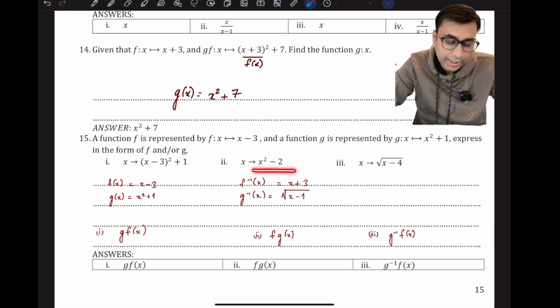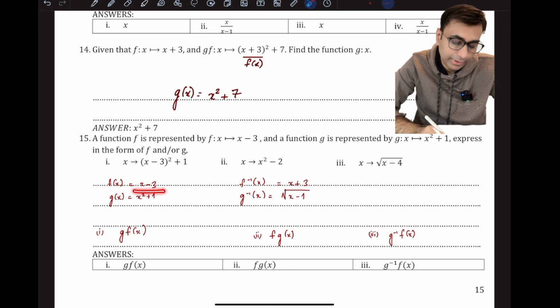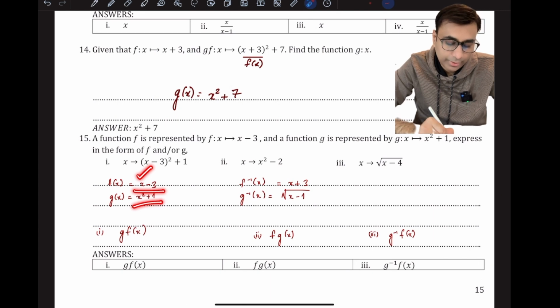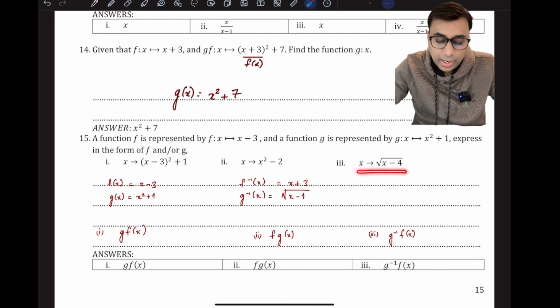Similarly, if you have to find out x square minus 2, so you know that if you have x minus 3 and in place of x, if you replace x square plus 1, it will become x square minus 2. So that means in this case, in function f, you have to substitute function g. So this is fgx.